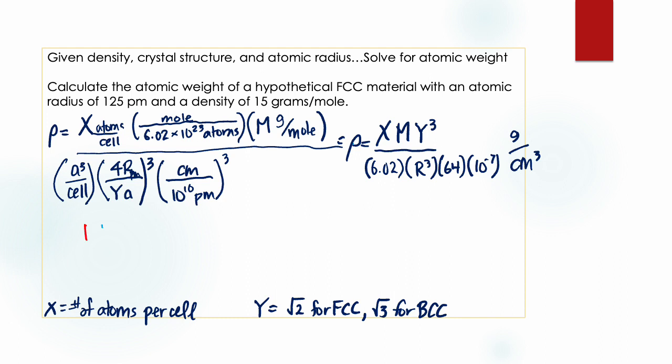So M is equal to rho times 6.02 times 64 times R cubed, in picometers, times 10 to the 7. All that divided by X, Y cubed.